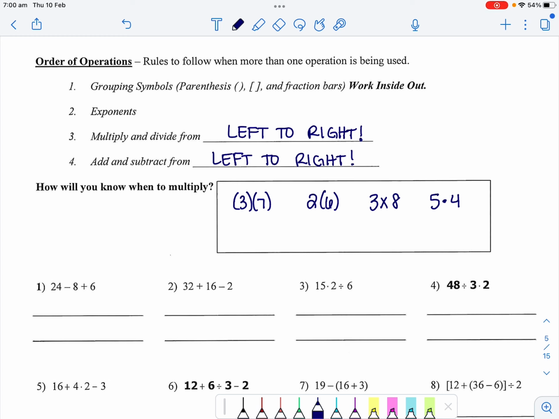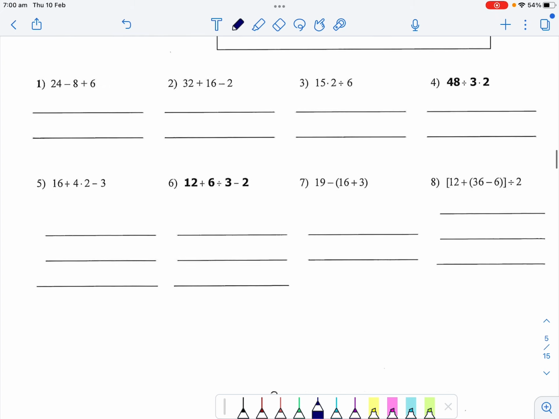When we evaluate using order of operations, you can see that I've got some lines drawn here. We are going to use each line as we simplify. You are going to be filling in every single line every time we do one of these. You're only doing 1 step per line.